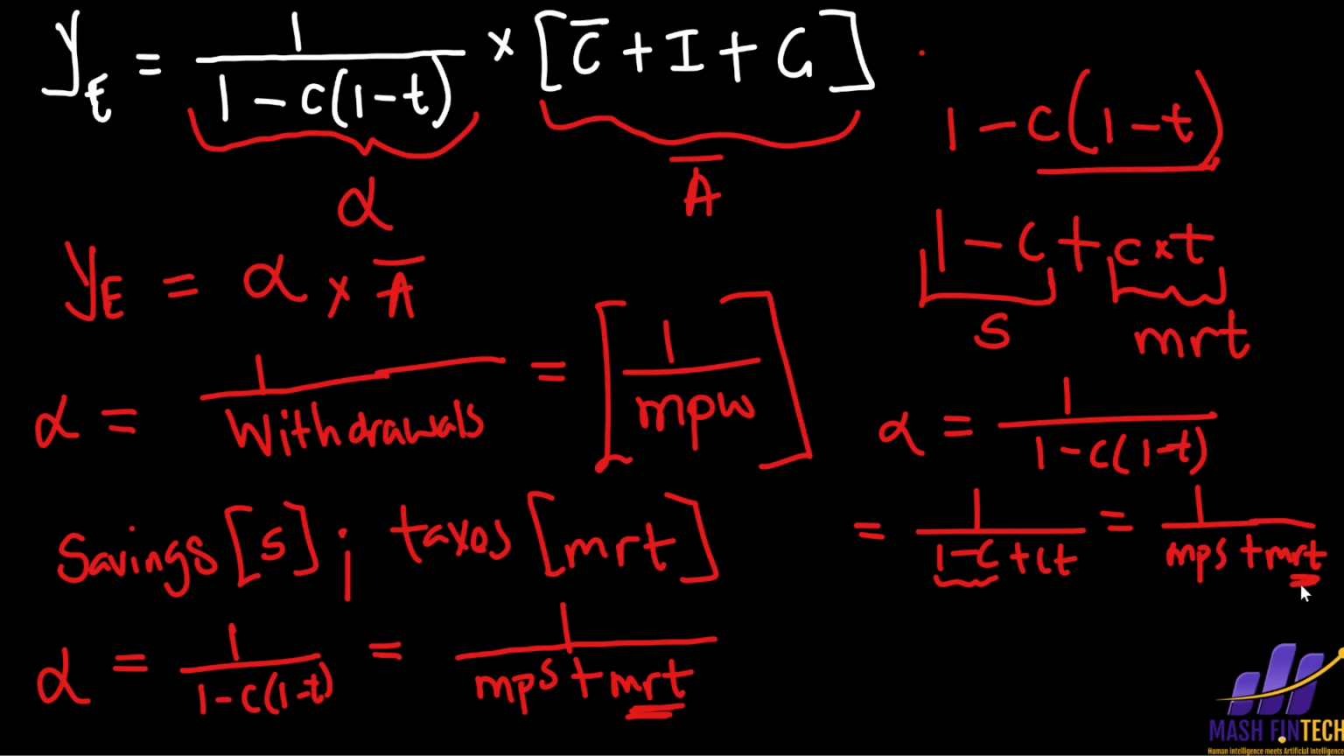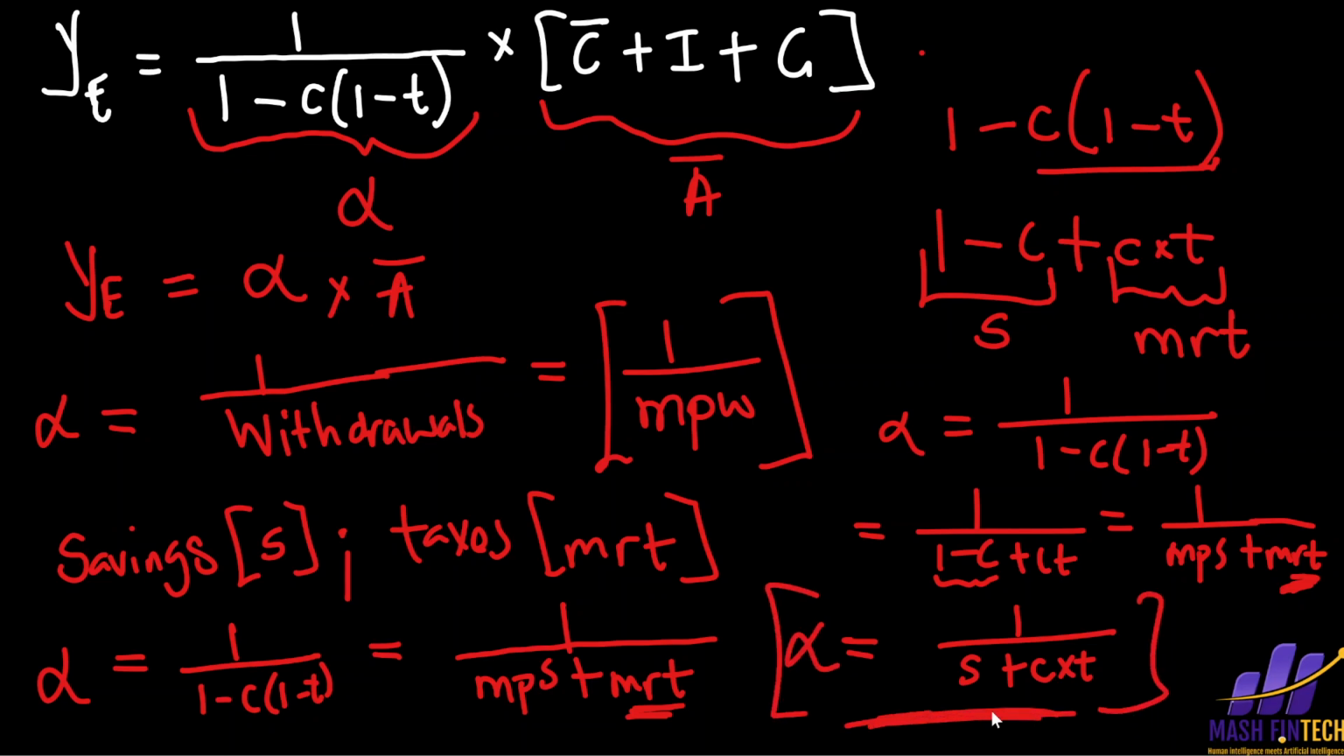But don't just use the tax rate here. Remember, the marginal rate of taxation is the marginal propensity to consume times the tax rate. So it's the marginal propensity to save plus the marginal propensity to consume times the tax rate. So this is our multiplier. All right.